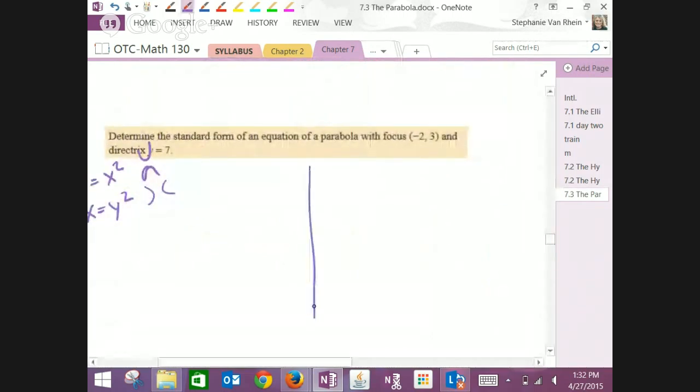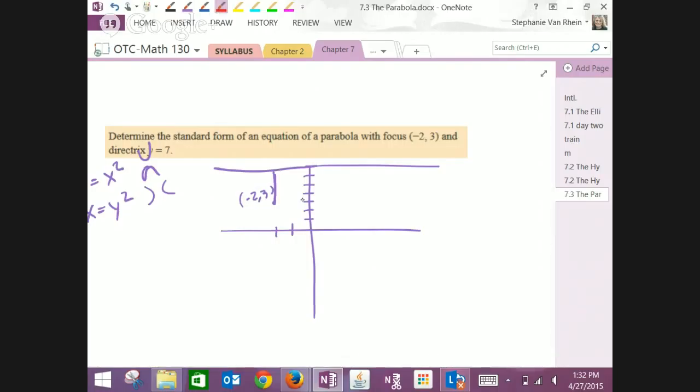So here, what do we end up with? The directrix is at 7: 1, 2, 3, 4, 5, 6, 7. So this is my directrix line. The focus is at (minus 2, 3). That's my focus point. Halfway between my directrix and my focus is my vertex, right? So this is 1, 2, 3, 4.